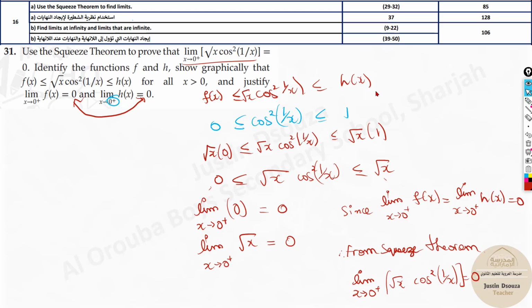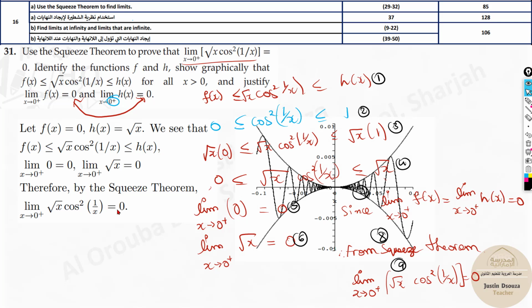Please pause the video and see. Now I will write this step point-wise, which was the first step. This will be the first step: 1, 2, 3, 4, 5, 6. Then 7 is this one, and 8 and 9 are together. So those are the steps you need to write. If you write this much, you must get full marks. And the answer is yes, it's 0.